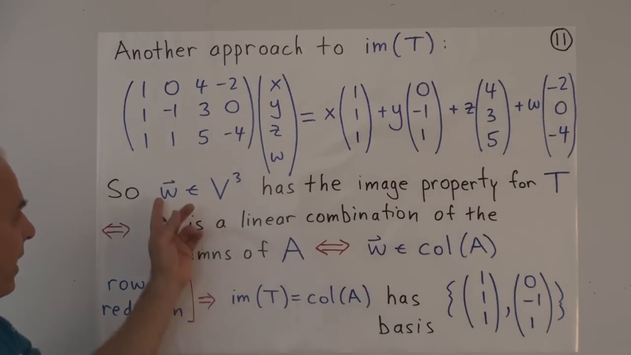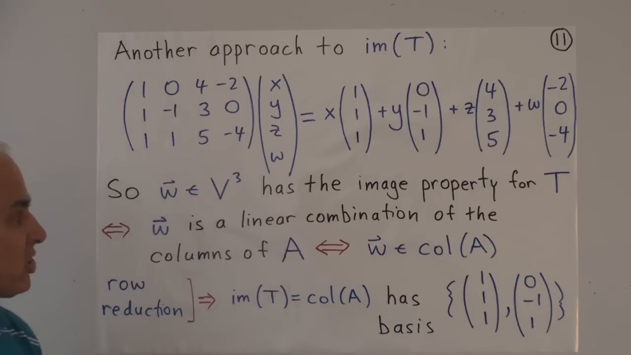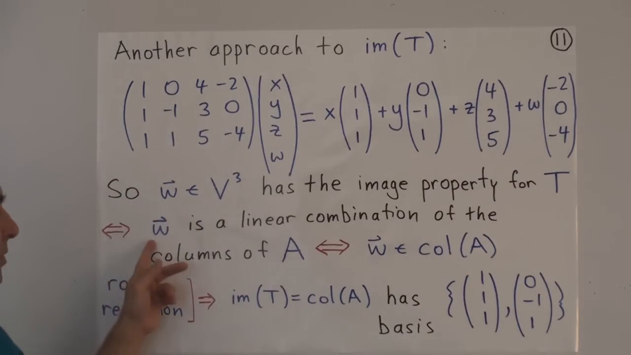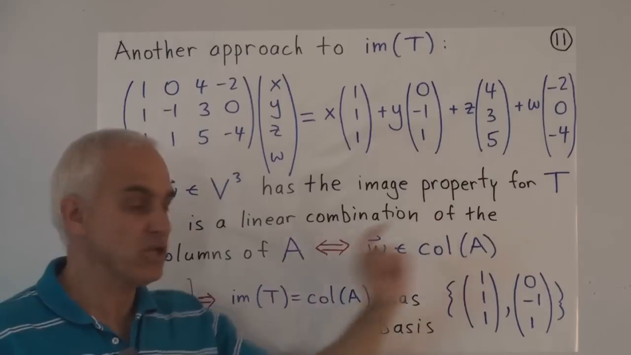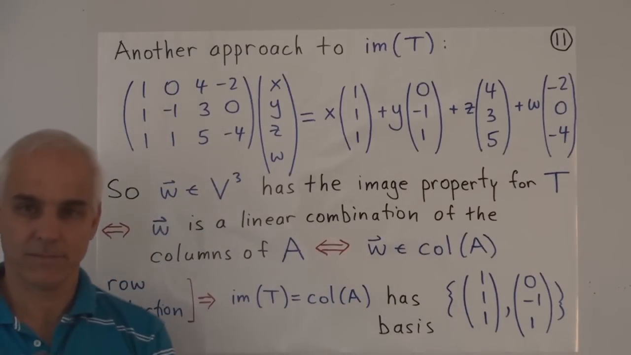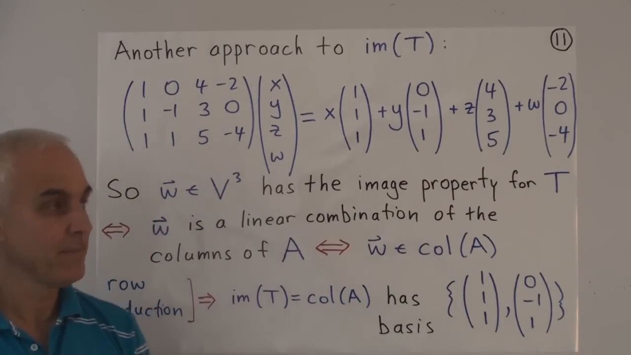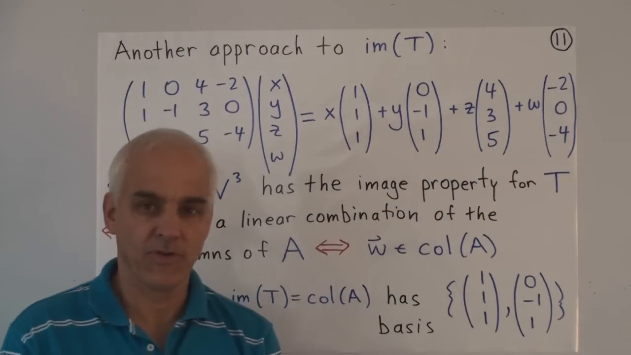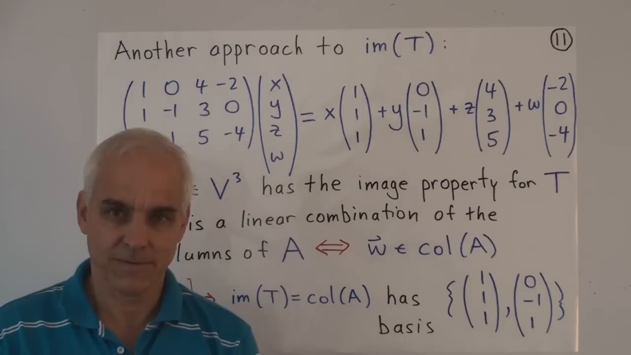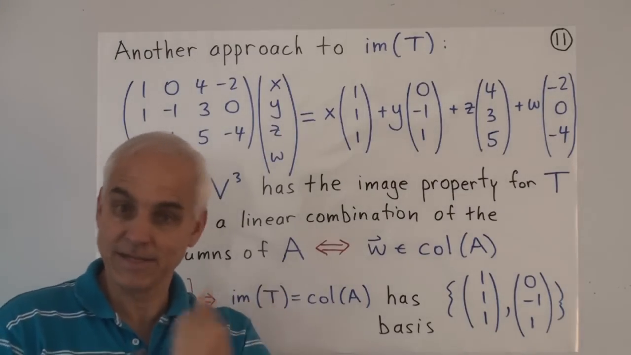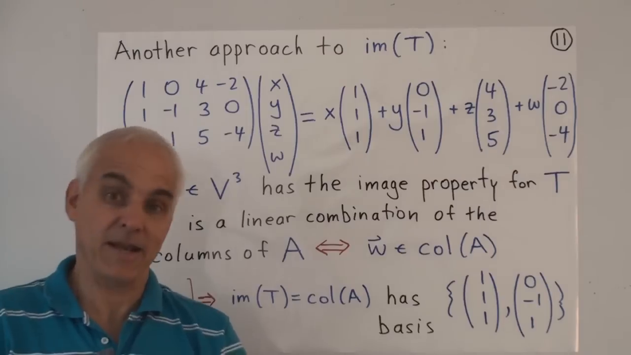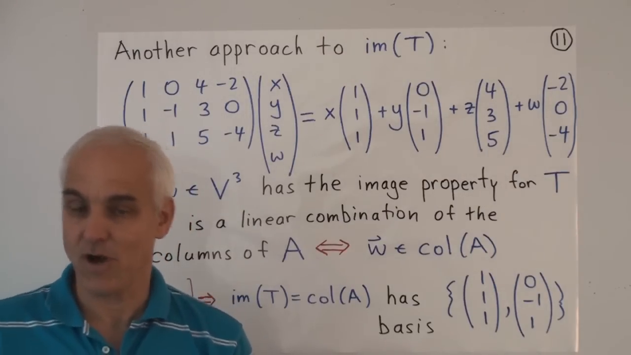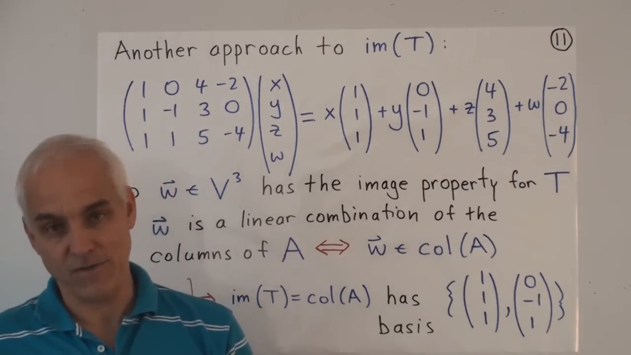So, a vector in 3-dimensional space has the image property for T precisely when it's a linear combination of the columns of A. That's what this is. This is just a linear combination of the columns of the matrix A. So if W is a linear combination of the columns of A, then it has the image property. If it's not a linear combination of the columns of A, then it does not have the image property.